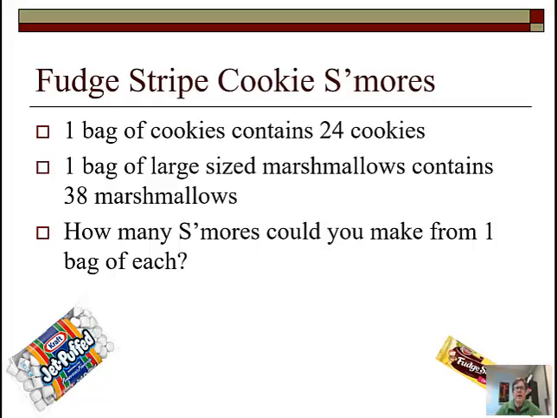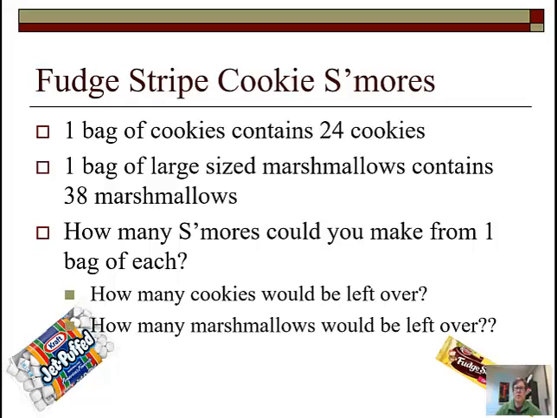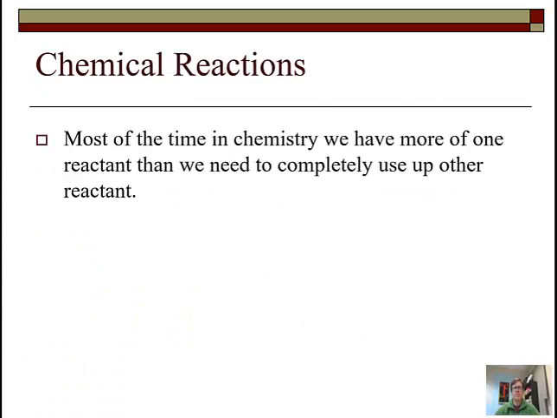When we talk about limiting reactants, some of the questions that we might ask are, how many cookies would be left over? Well, 0, because we're going to use all 24 cookies to make 12 s'mores. But how many marshmallows? Well, if we're going to make 12 s'mores, what's that leave us with? 26 marshmallows left over for just roasting or eating plain. Okay, and that's the whole idea or concept behind limiting reactants. Some reactants get used up before others, and we have some leftovers of what we call our non-limiting reactant. All right, so as I talked about earlier, most times in chemistry we have one or more reactants that we completely use up and the other is left over.